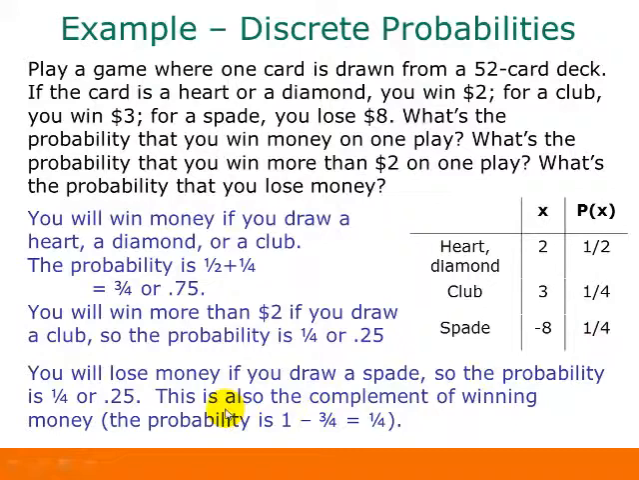Now notice that this is also the complement of winning money. You're either going to win money or you're going to lose money in this game. So losing money is the complement of winning money. We already found the probability of winning money was 3/4 or 0.75. So we could find this probability by subtracting that value from 1, and we'd get the same answer as we got by finding the probability directly.